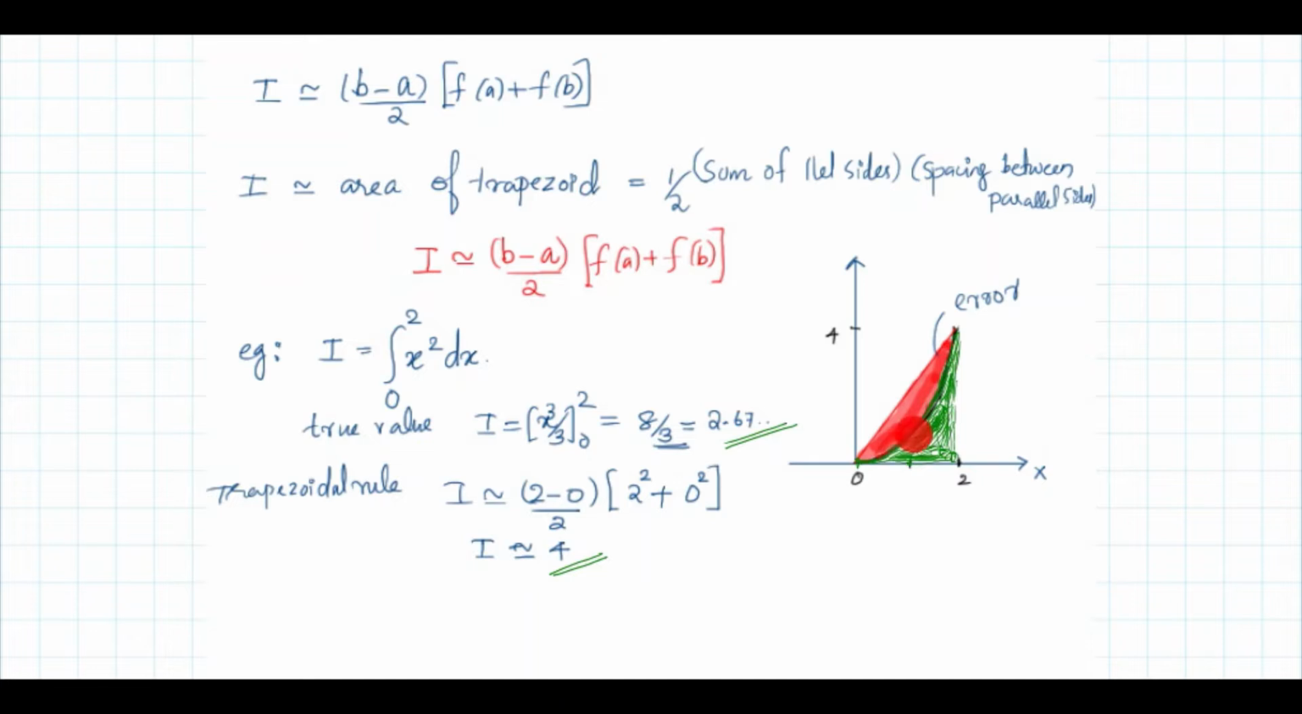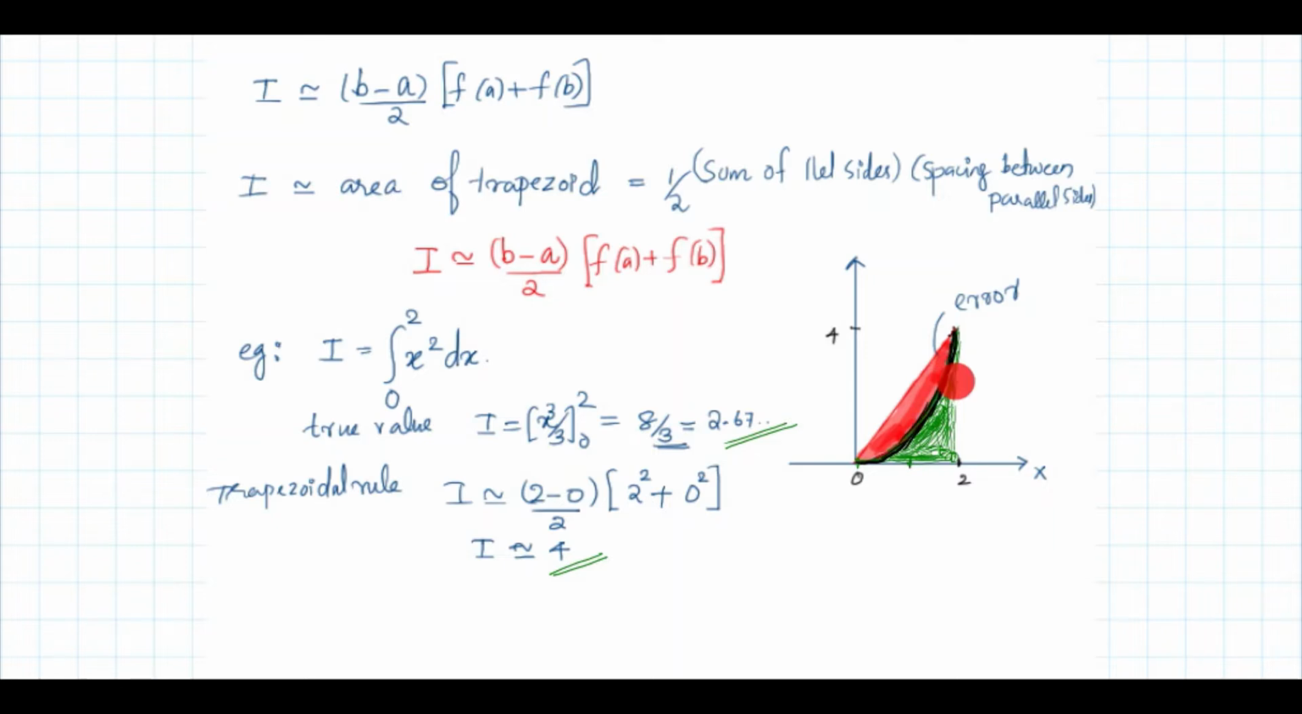X square is a quadratic function, it's a polynomial. So I am plotting only the right hand side from 0 to 2. It will be something like this black line. This is f of x equal to x square.